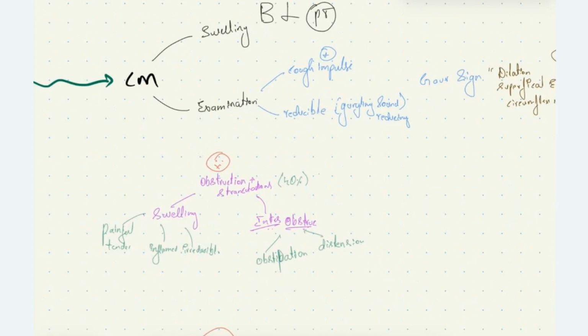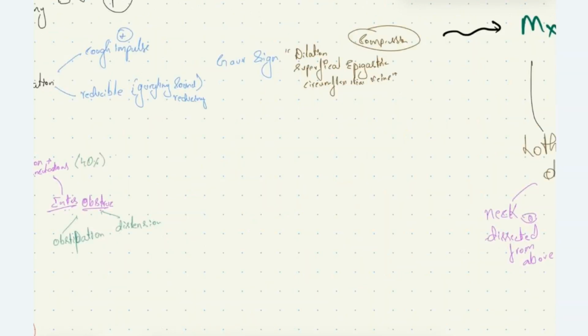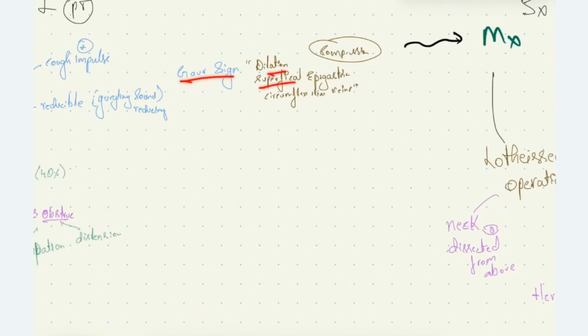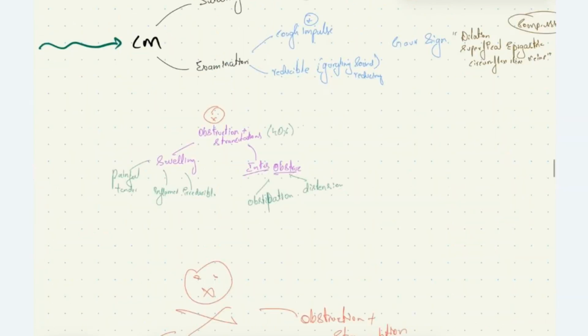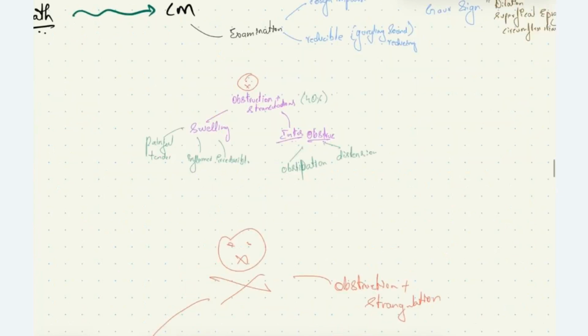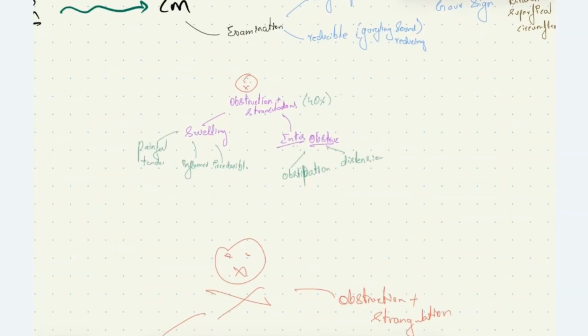We can feel a gurgling sound while reducing the contents, and the swelling is cough impulse positive. We have the Gauze sign, which is dilation of the superficial epigastric vein and circumflex iliac vein due to compression of these veins by the swelling, the femoral hernia. We know that this hernia is more prone to obstruction and strangulation, so in 40% of patients can develop obstruction and strangulation.